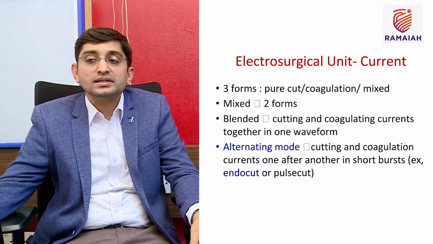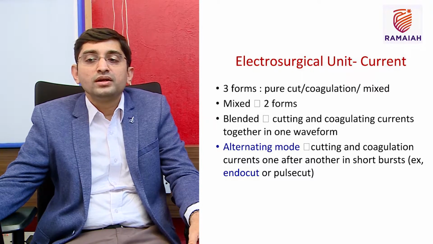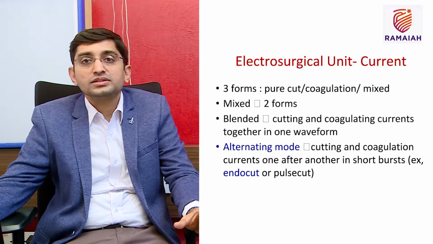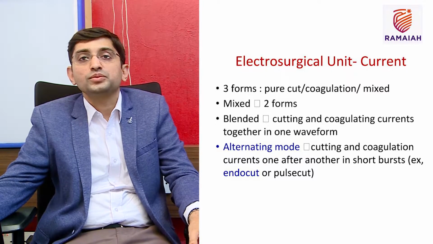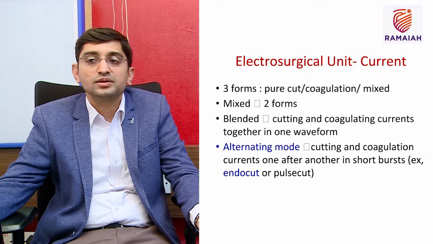Blended mode is where the cutting and coagulating currents are blended into a single waveform, whereas in an alternating mode there is a cut and after that there is a coag. It is not in a single wave, so it is alternate mode. So the majority of the time we use Endocut mode, or what is called pulse cut mode.